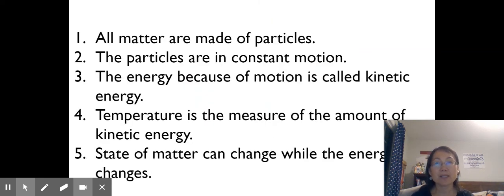To summarize, all matter is made of particles. The particles are in constant motion. The energy due to motion we call kinetic energy. And how do we measure kinetic energy? We use temperature. Temperature is the measure of the amount of kinetic energy for any object. State of matter can change as the energy changes. It can either release energy, which we call exothermic, or absorb energy, which we call endothermic.